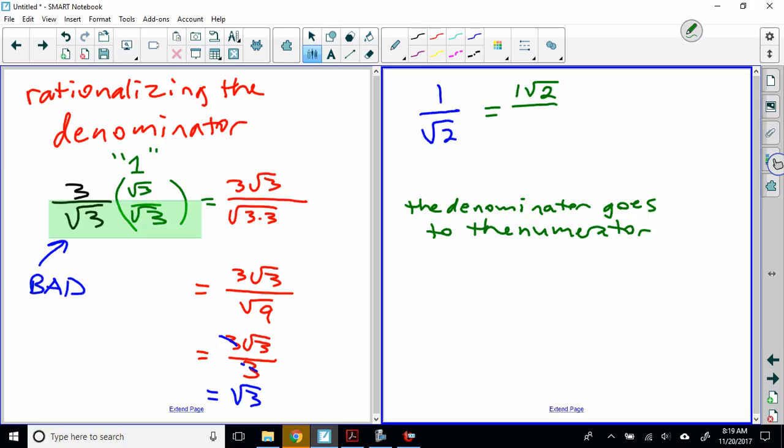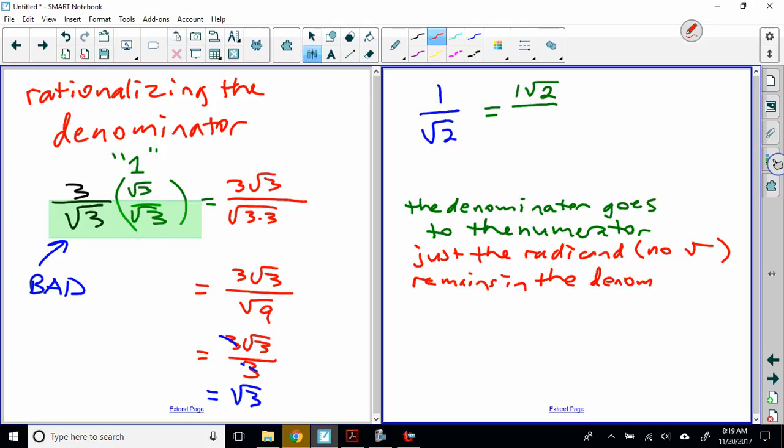And in the place of the denominator will be just the radicand. In other words, no square root sign. Just the radicand will remain in the denominator.